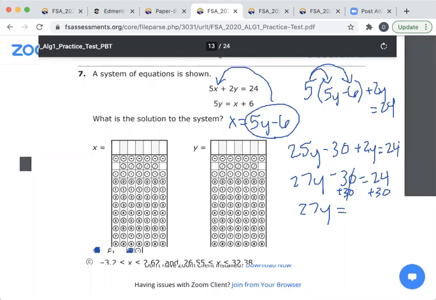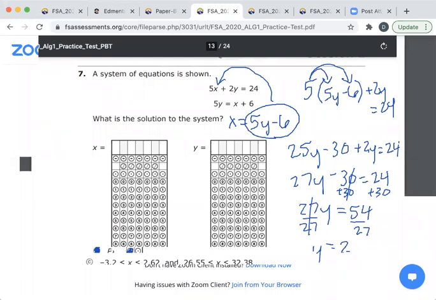So 27y equals 24 plus 30, or 54. And then I'm going to divide both sides by 27. So y equals 2. I know that y equals 2.